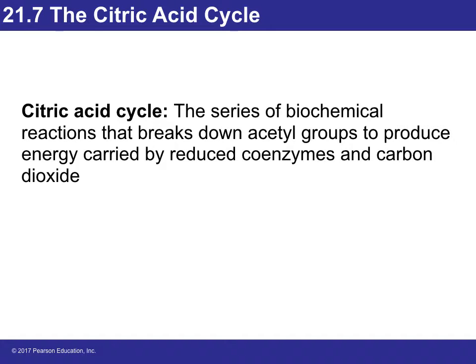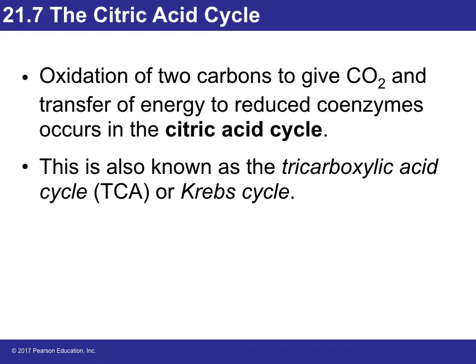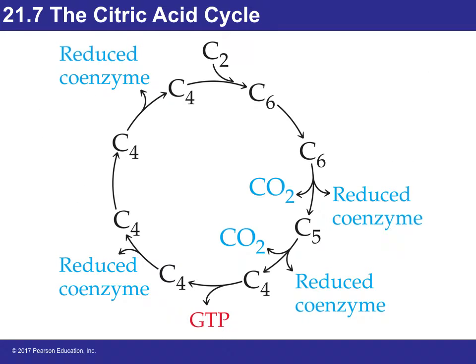So a little bit of a closer look at the citric acid cycle. A series of biochemical reactions breaks down acetyl group to produce energy carried by reducing coenzymes and carbon dioxide. I will not ask you to know all the steps, just want you to memorize that this is what we call the citric acid cycle, also named the tricarboxylic acid cycle, TCA, as well as the Krebs cycle for the person who first described that cycle.